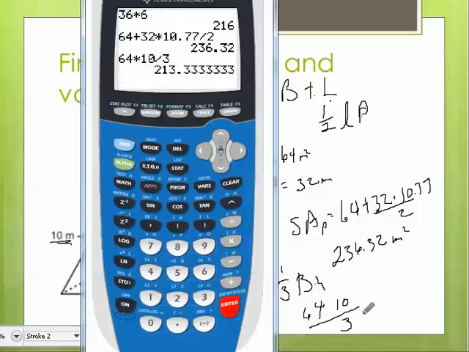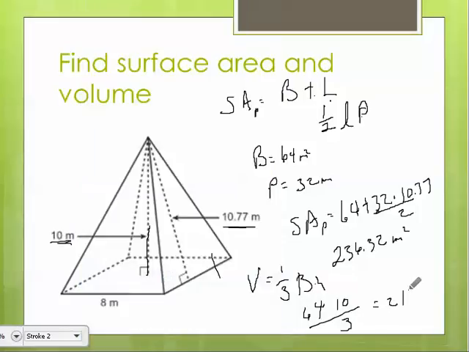And what do I get? 213.3 meters cubed. That's the volume of that one. Okay? So important things to remember here: 1/2 slant height times perimeter. And you got to make a distinction between the perimeter and the slant height and the height of the pyramid, because they're two separate numbers there.